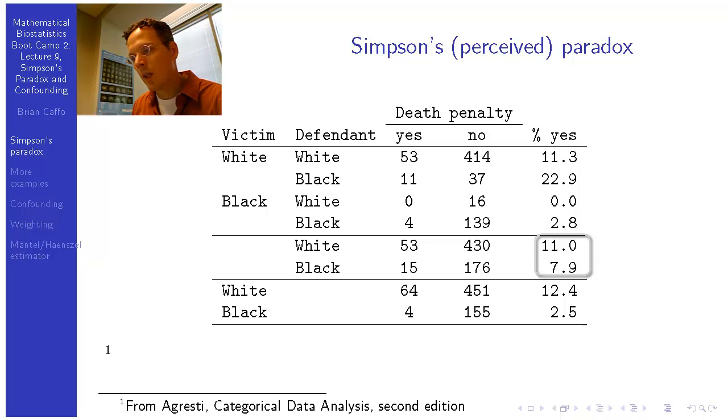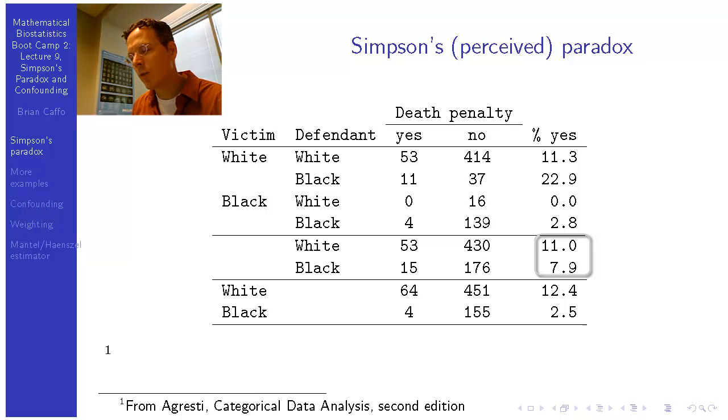Okay? And then if you look at the race of the victim, disregarding the race of the defendant, actually in the instance where the victim was white, the defendant received the death penalty a higher percentage of the time, 12% to 2.5%. But let's forget this last marginal, race of the victim, and let's just compare the table itself, in which case, in both cases, the white defendants got the death penalty a smaller percentage of the time than the black defendants, regardless of the race of the victim, versus the marginal here, 11 to 8%, where the white defendants got the death penalty a greater percentage of time than the black defendants.